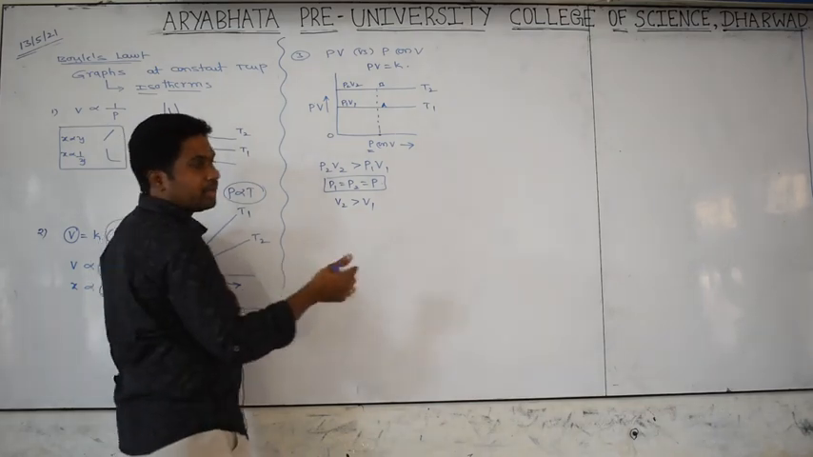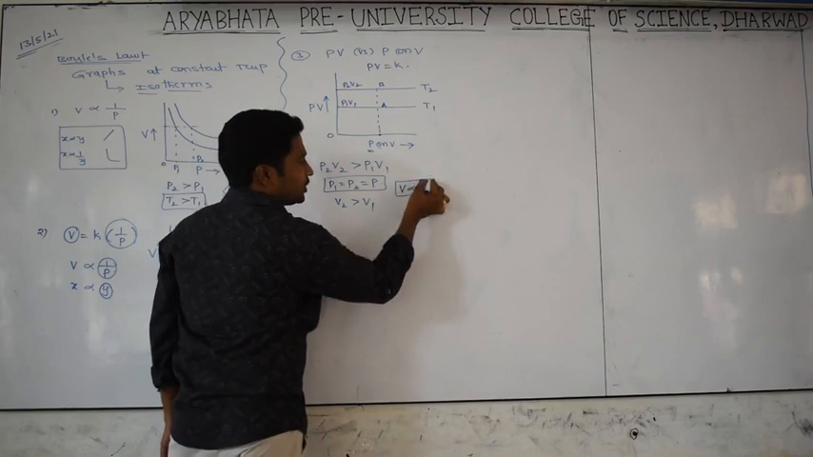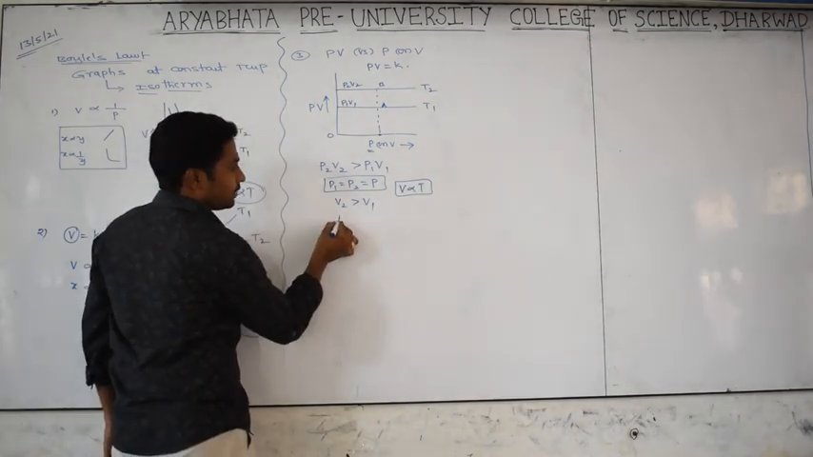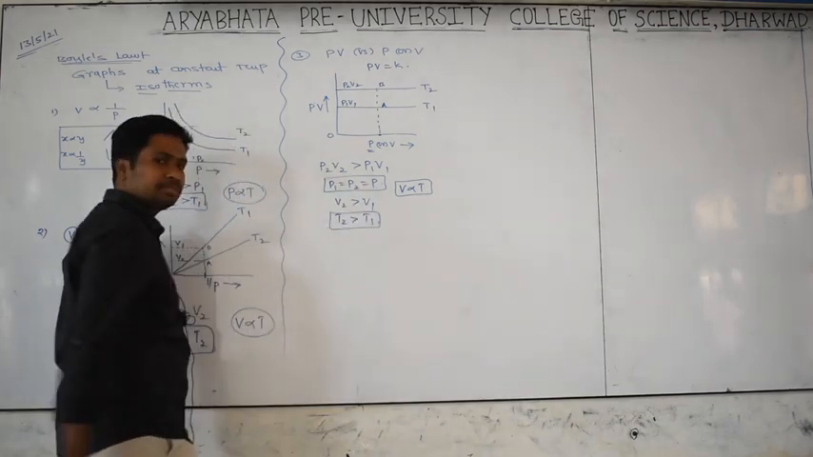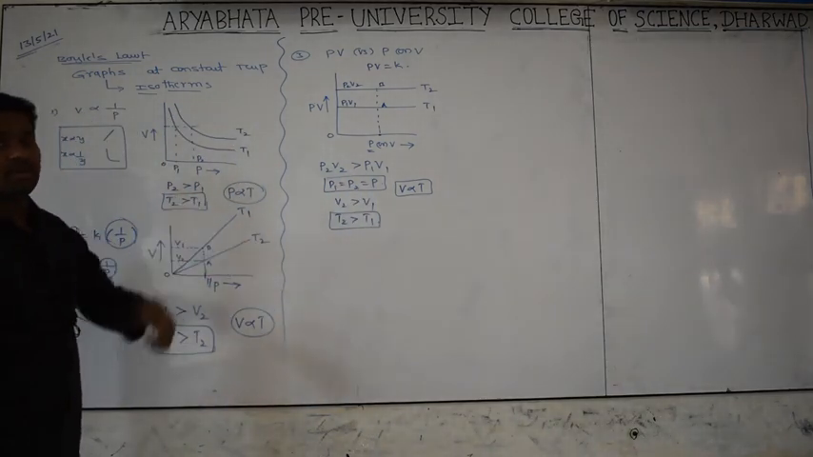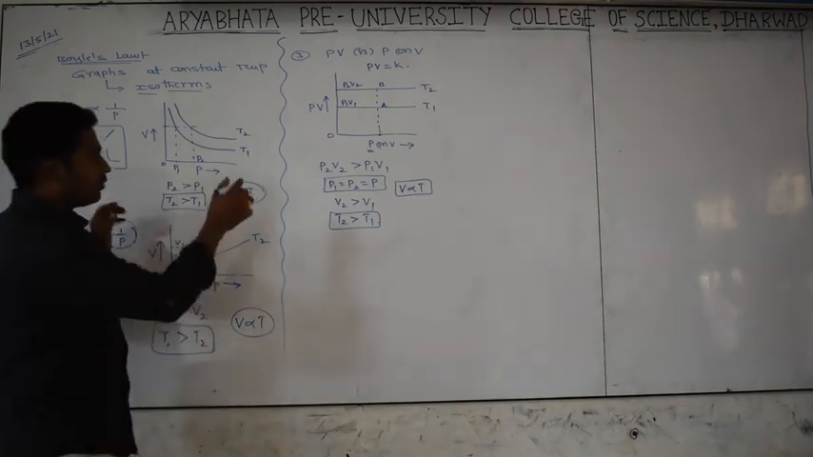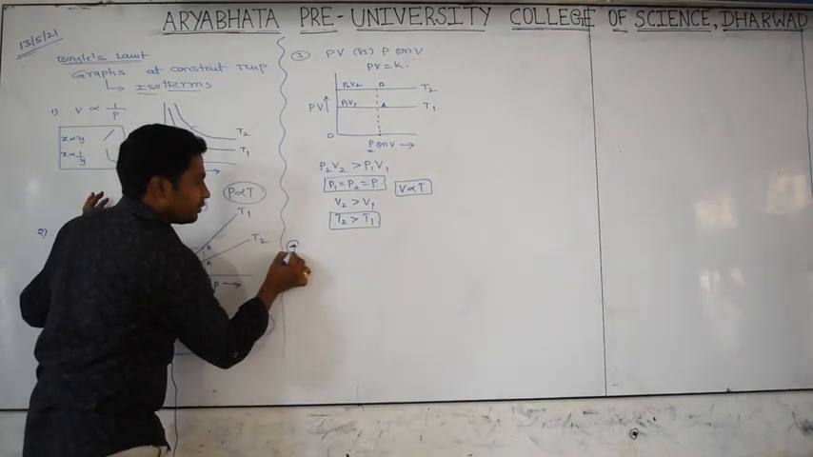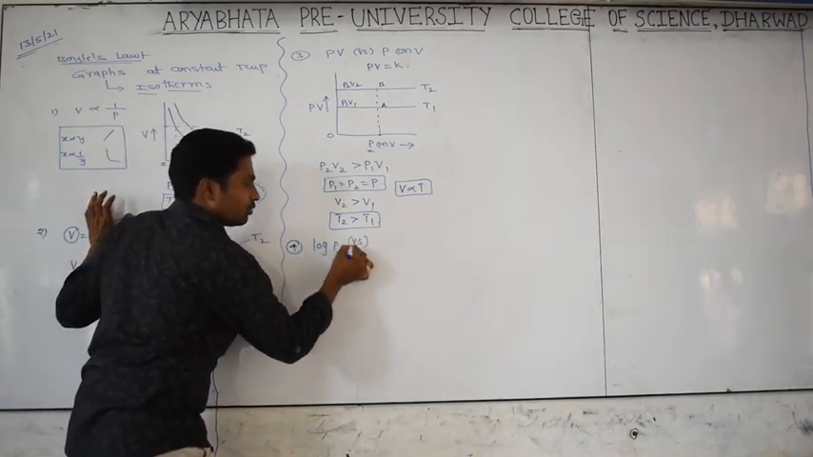But I want to get the relation between temperature and volume. Volume is directly proportional to absolute temperature. That's why V2 is more, meaning T2 is more than T1. That is the relation I want. Now you can't understand this importance until solving competitive questions. You will understand the importance of these graphs. I want to tell you one more graph, which is the log of P versus log of V graph.